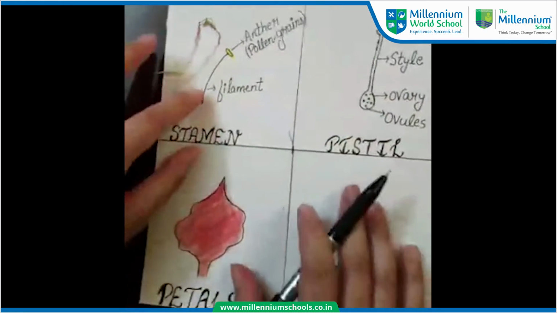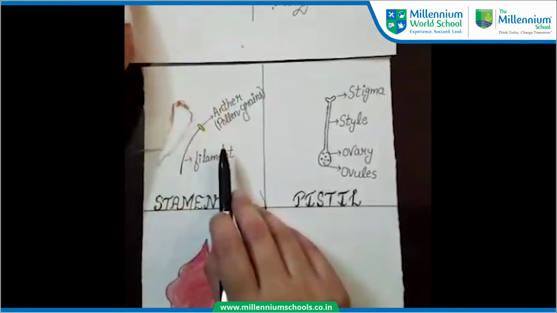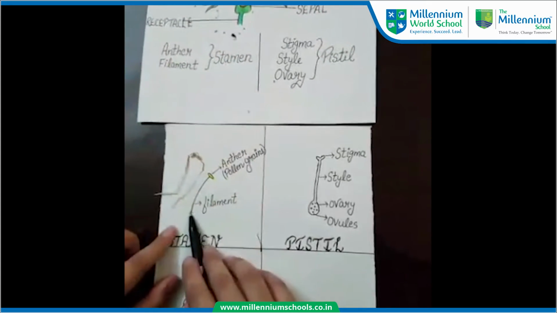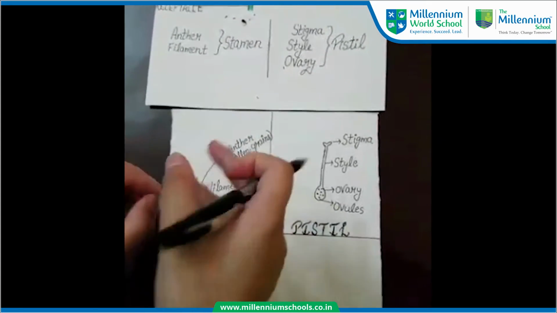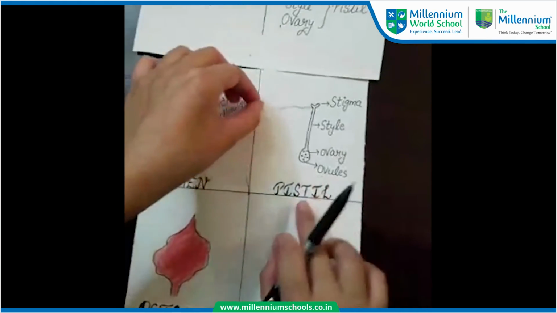Here I have made diagrams separately. So this is a filament, and anther and filament together form stamen. I'm showing you the anther and filament again. Here you can see them. Okay, now come to the pistil.